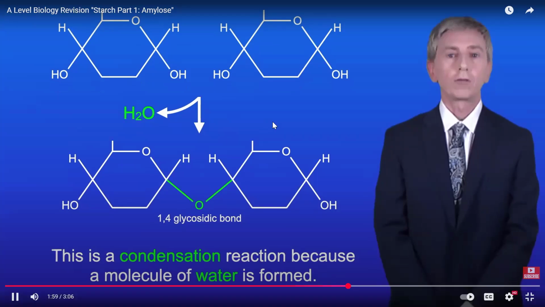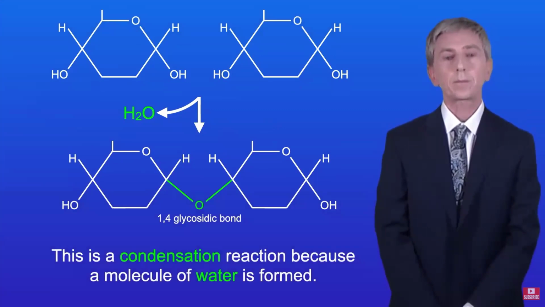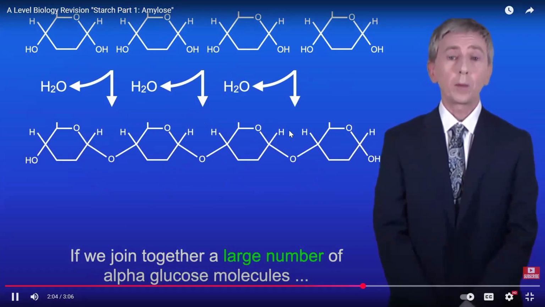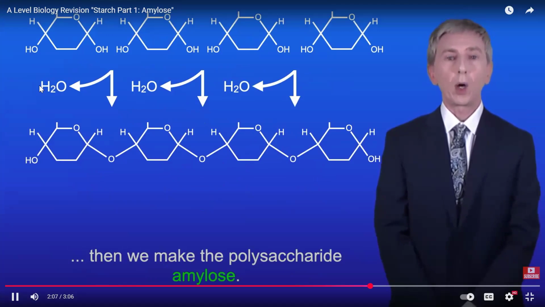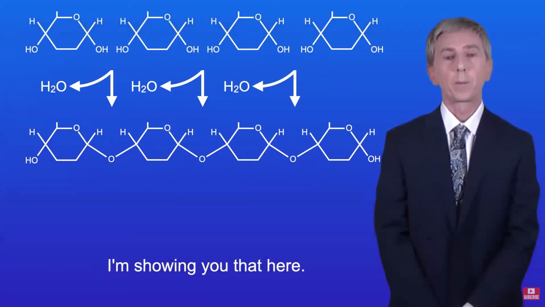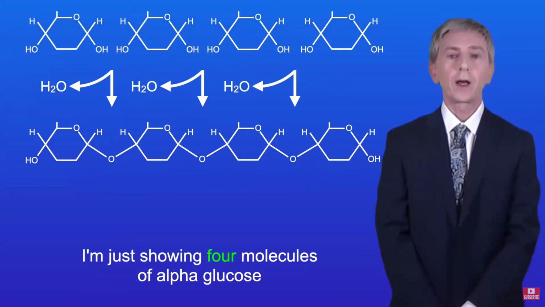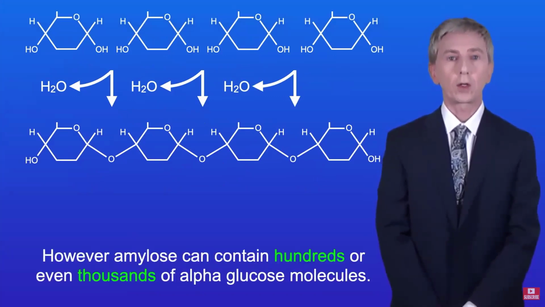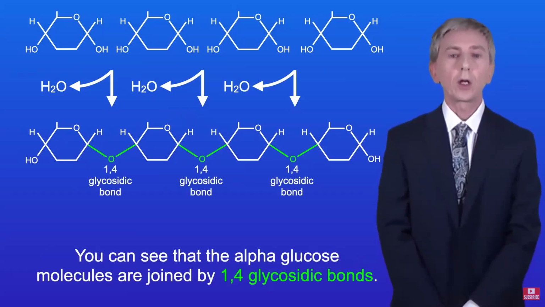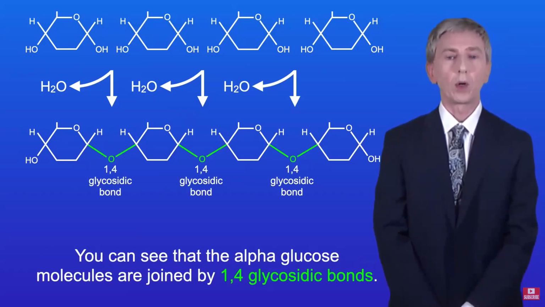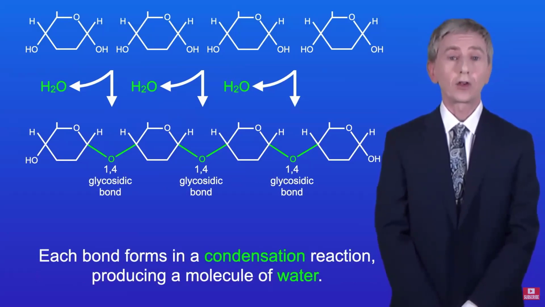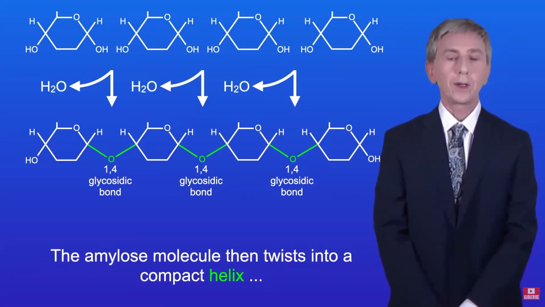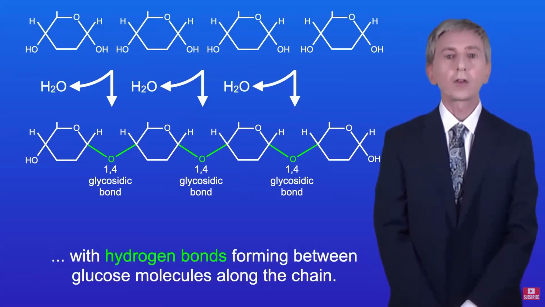This is a condensation reaction because a molecule of water has formed. Now, if we join together a large number of alpha glucose molecules, then we make the polysaccharide amylose, and I'm showing you that here. I'm just showing 4 molecules of alpha glucose. However, amylose can contain hundreds or even thousands of alpha glucose molecules. Again, you can see that the alpha glucose molecules are joined by 1,4-glycosidic bonds, and each bond forms in a condensation reaction, producing a molecule of water. The amylose molecule then twists into a compact helix, with hydrogen bonds forming between glucose molecules along the chain.